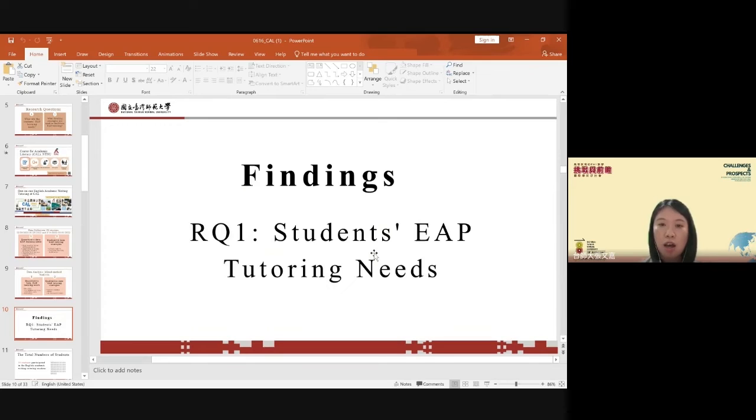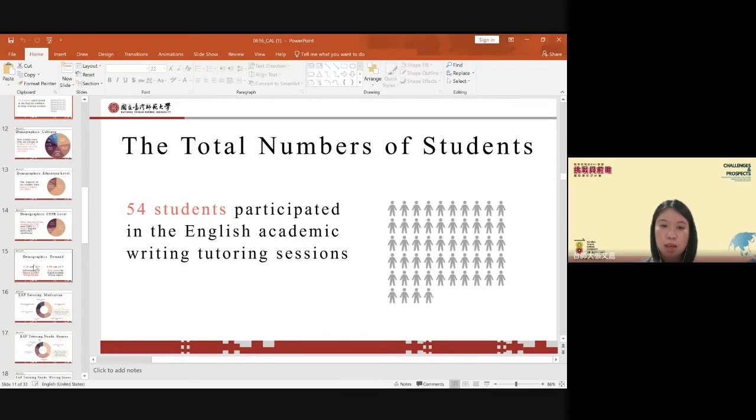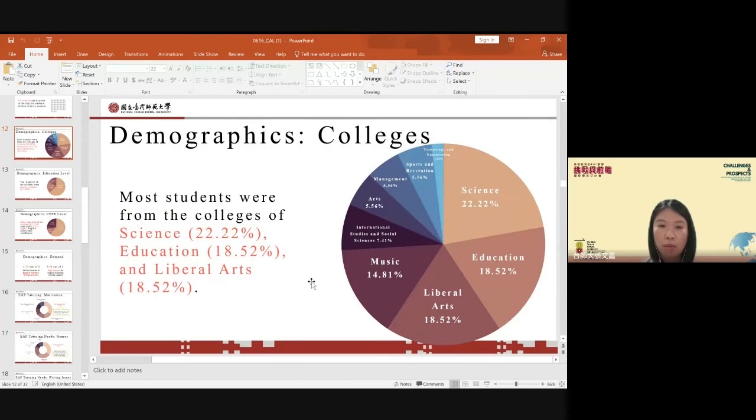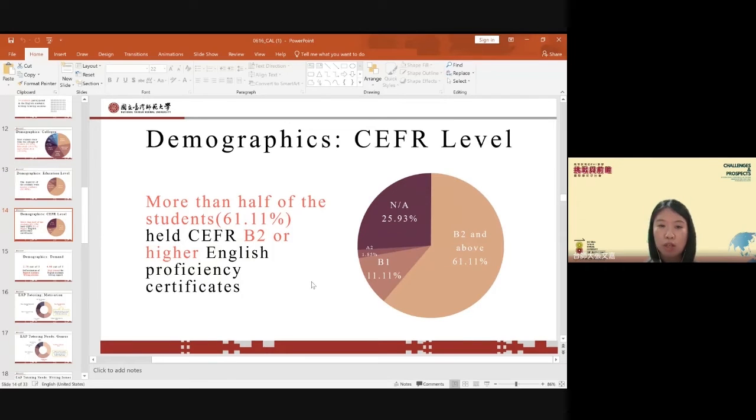Now the findings to answer the first research question about students' EAP tutoring needs. First of all, 54 students participated in the English academic writing tutoring sessions, and all the students came from all 9 different colleges at NTNU. The majority of students were from science, education, and liberal arts colleges, and most of them were master's students. More than half of the students had CEFR B2 or higher English proficiency certificates.